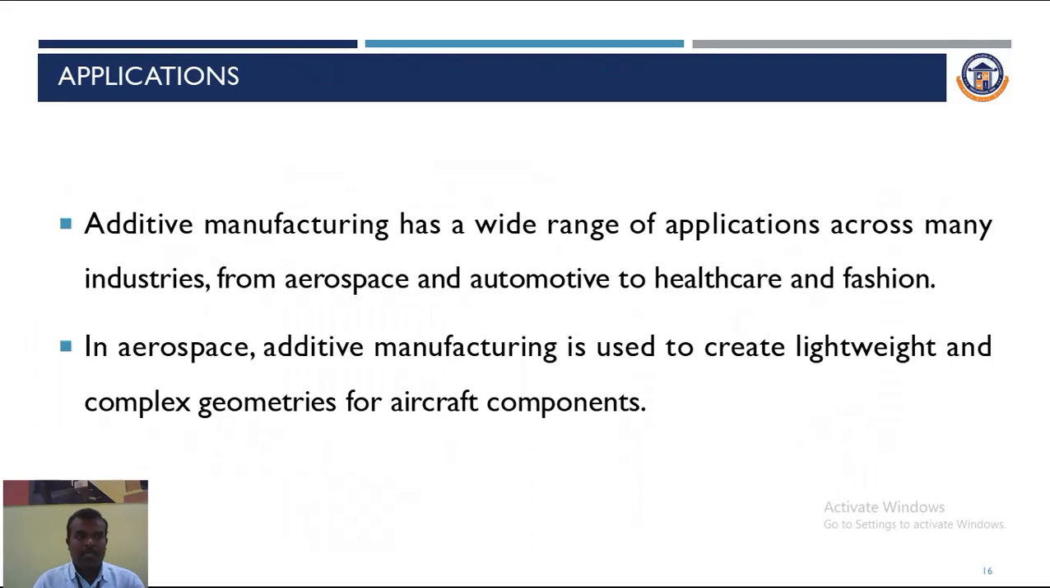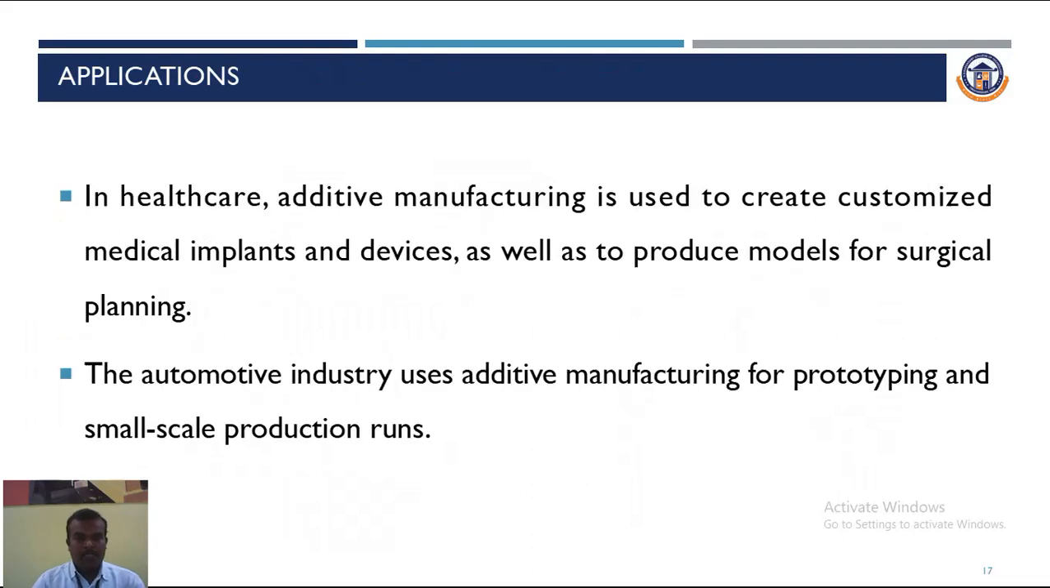Instead of using sheet metal, you can use composite materials or other things. In healthcare, additive manufacturing can be used for creating and developing medical implants and devices, as well as producing models for surgical planning. Tissues, 3D bones, and 3D skulls can also be printed and adapted for further operation. In automotive industries, it can be used for prototyping and small scale production. Additive manufacturing plays a major role in all industrial areas.